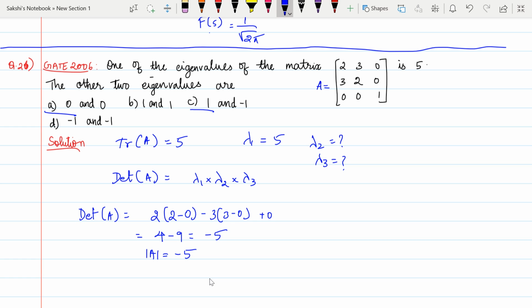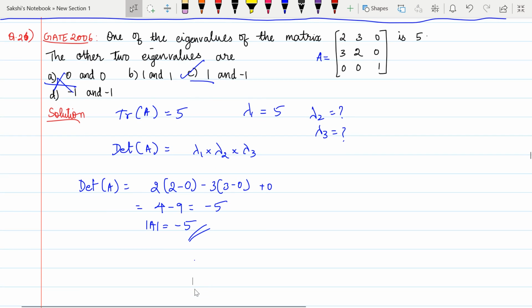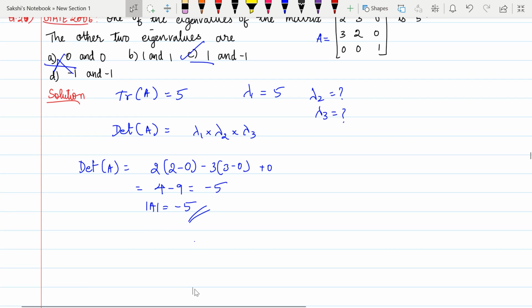When you multiply 5 into 0, the answer will be 0. Hence, this option is not the answer. Now if you see option C, 5 into 1 into minus 1, obviously it satisfies this property. Therefore, option C is the correct option. Now, there is a continuation of this problem, which goes on for the 27th problem.